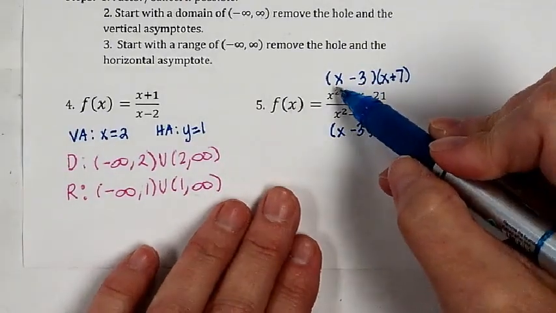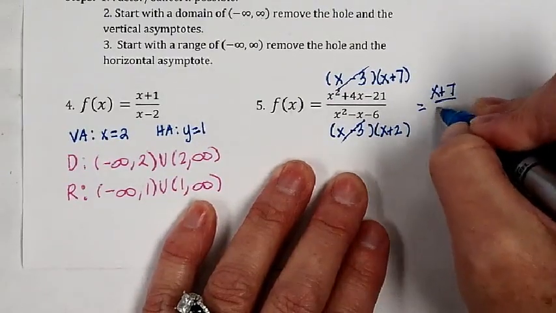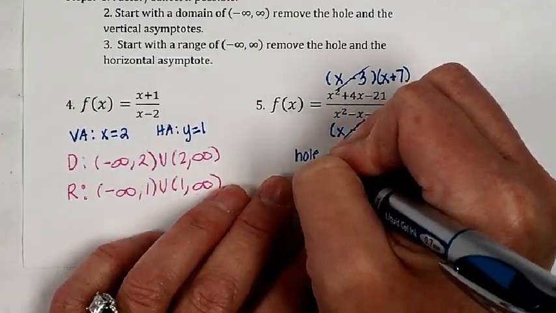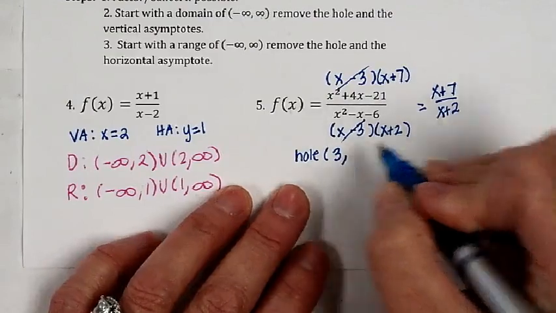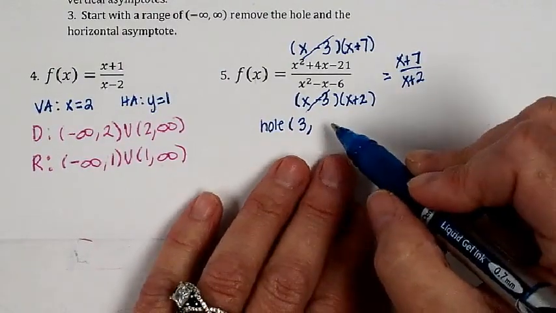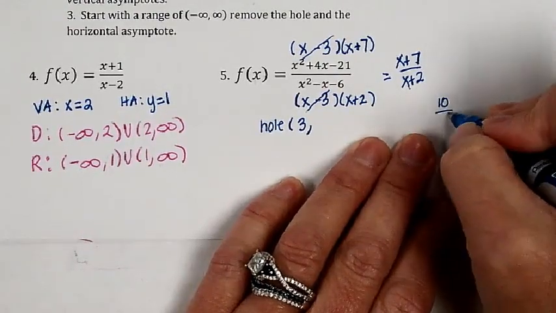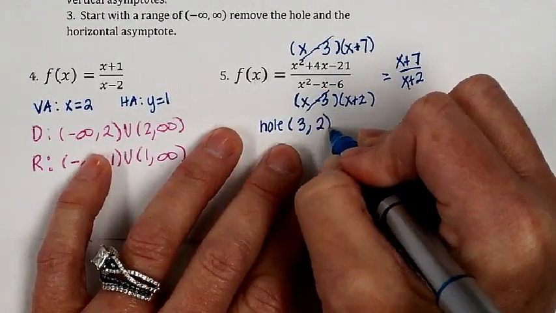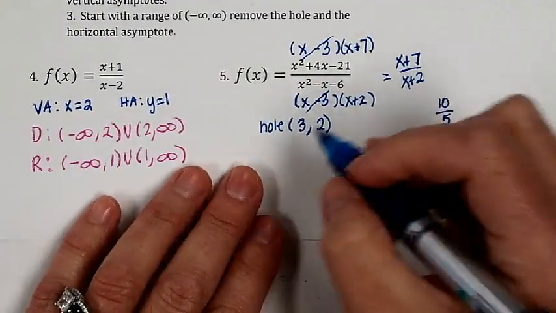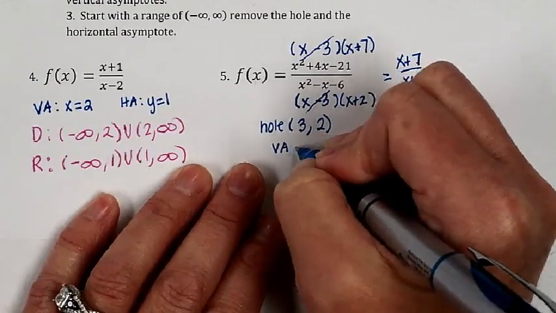This time there is a hole at an x value of 3. So if I use the simplified equation, 3 plus 7 is 10, 3 plus 2 is 5, so 10 over 5 is 2. Do I have a vertical asymptote? Yes. x equals negative 2. And a horizontal asymptote? Yes, y equals 1.